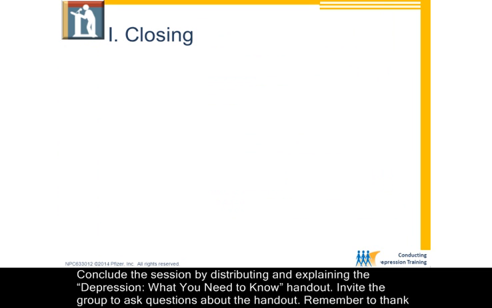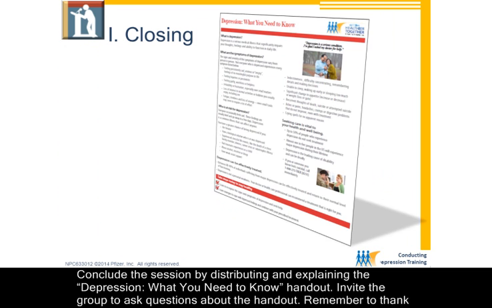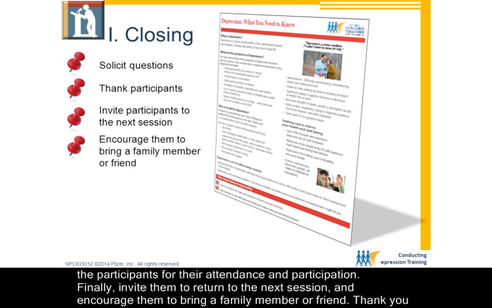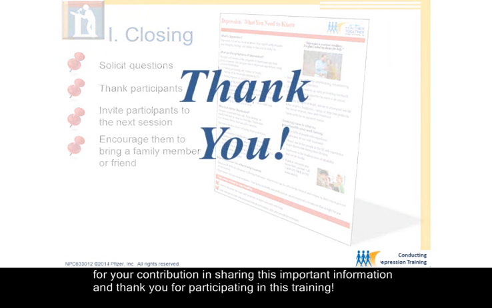Conclude the session by distributing and explaining the Depression: What You Need to Know handout. Invite the group to ask questions about the handout. Remember to thank the participants for their attendance and participation. Finally, invite them to return to the next session and encourage them to bring a family member or friend. Thank you for your contribution in sharing this important information, and thank you for participating in this training.